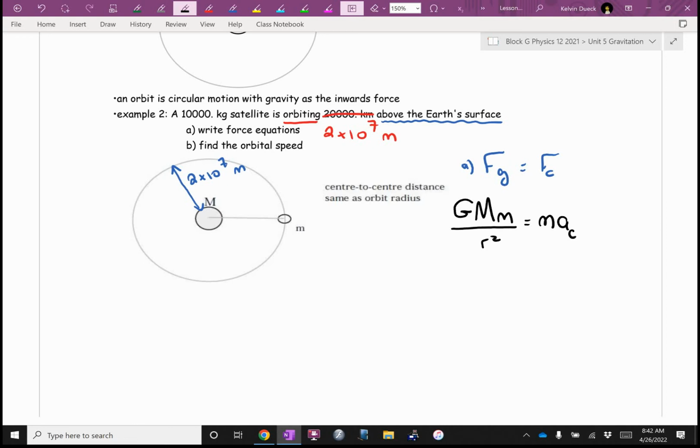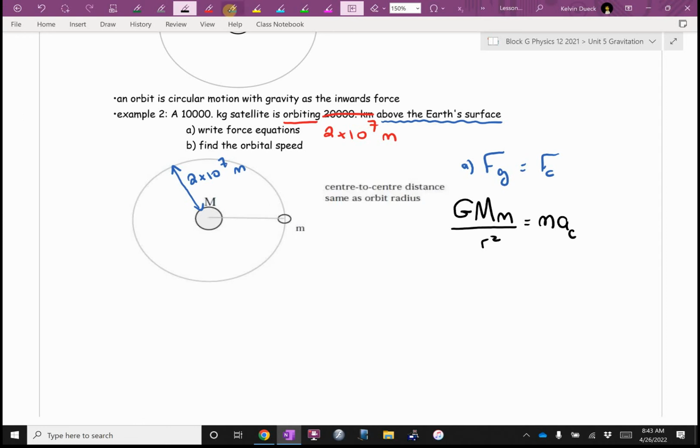Which version of ac am I going to use? What are they asking me to find in part B? So which version of ac am I going to use? Look at your formula sheet. You just wrote a test on this. Yeah, ac, circular acceleration. How do you know? What did they ask me to find in part B? Now, what if they had said, how long will it take the satellite to complete its orbit? That's period, and I would use the 4 pi squared r over t squared. That's, again, pretty much all we're going to be doing.